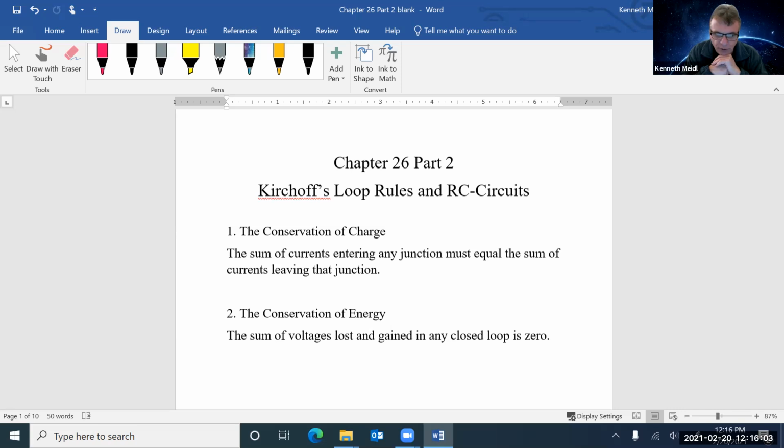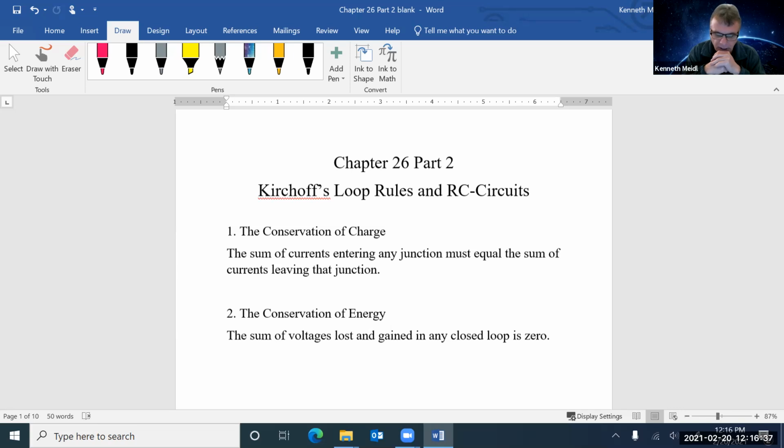The first loop rule really reads like this: the sum of currents entering any junction must equal the sum of currents leaving that junction. That really is just a statement of conservation of charge. If so many charges are moving into a wire that's going to split at a junction, then whatever goes into that junction must be what's coming out of that junction when you add up the two or three or four lines the wire gets split into. So that's really not that new of a concept to us.